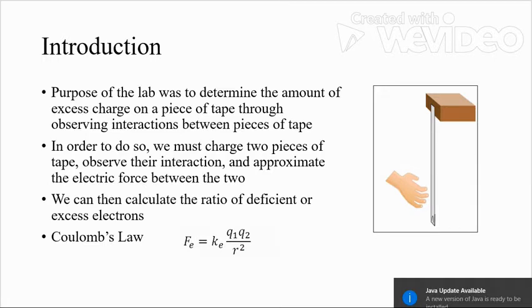And then we can use that to calculate the ratio of deficient or excess electrons to the total amount of electrons on the piece of tape. And the main law we're dealing with here is Coulomb's law, which relates the electric force to the charges on the pieces of tape and the distance between them.